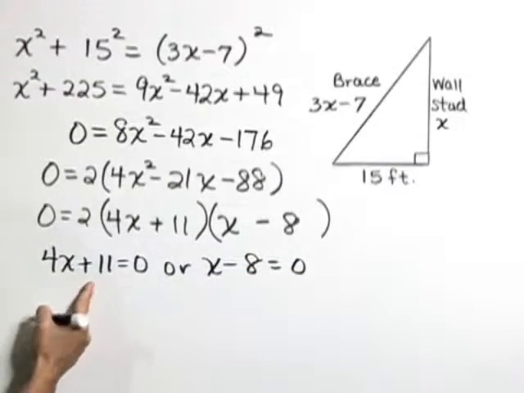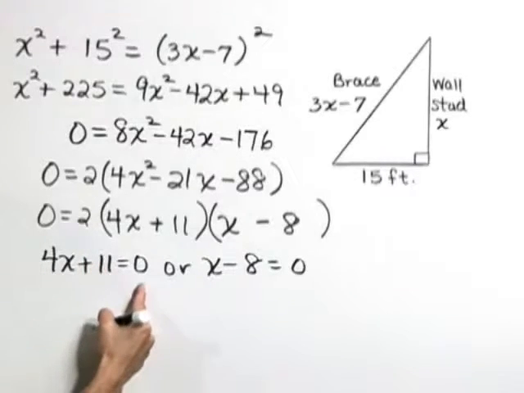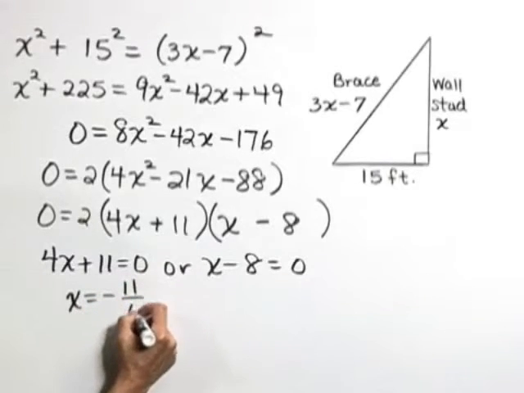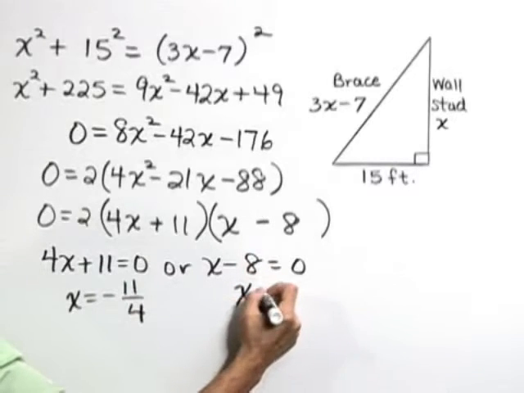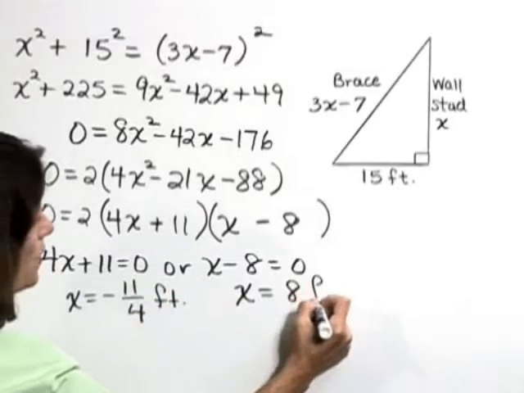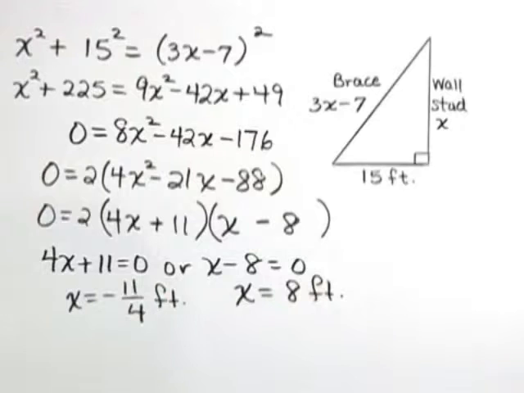Solving for x in our first linear piece by subtracting 11, then dividing by 4 gives x is equal to a negative 11 fourths. With our second linear piece, we have x is equal to 8. Now these were lengths in feet, so let's go ahead and assign that unit now. And let's consider this first proposed solution, which is a negative 11 fourths for the length of the wall stud. Well, that dimension is not going to be a negative value, so let's reject this solution right off the bat.